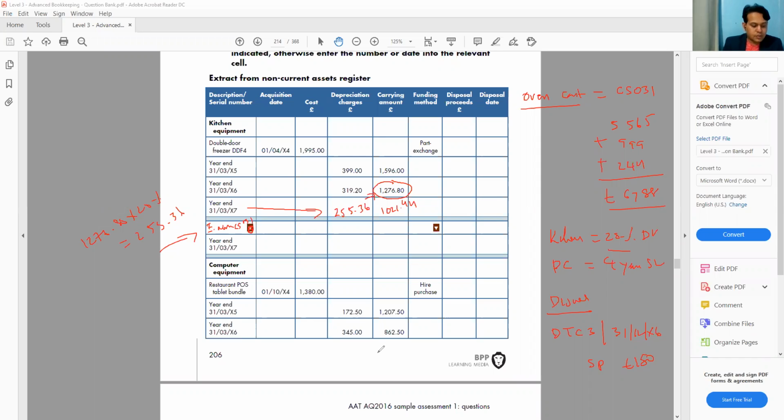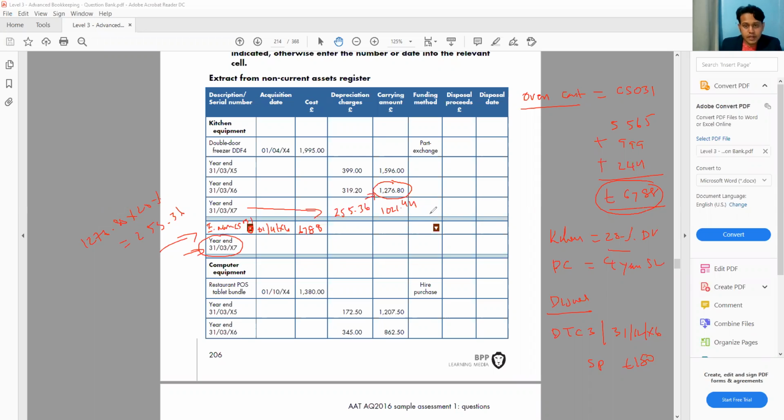The acquisition date was 1st of April 2006. And the next step is cost. How much are you going to take? The cost, you already calculated here. The cost will be 6788. And this is the first year I'm buying, so we're just recording the cost. The depreciation will be on the year end. Remember that the depreciation will be on the year end, not here.